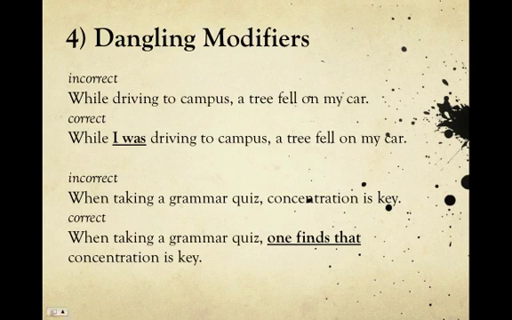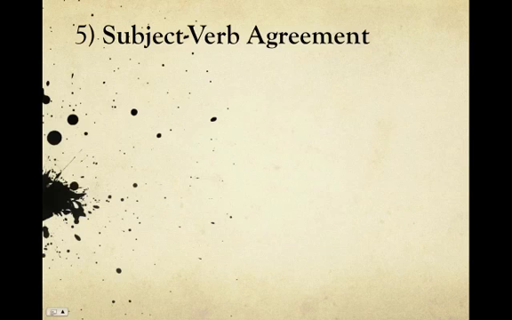And here's another reason that people make dangling modifiers. Sometimes the corrections go to that very formal and stuffy sounding one. When taking a grammar quiz, one finds that concentration is key. It may sound snooty, but it's grammatically correct. Another area you have to worry about is subject-verb agreement.